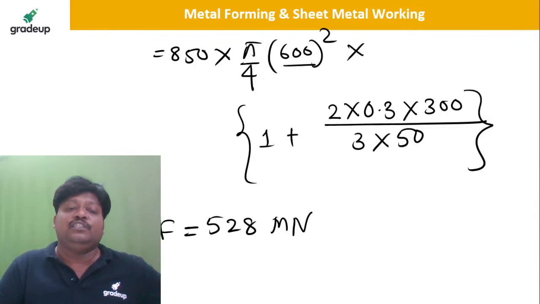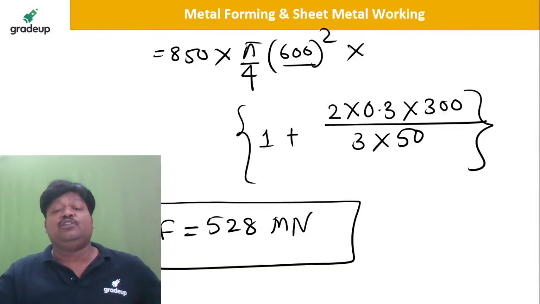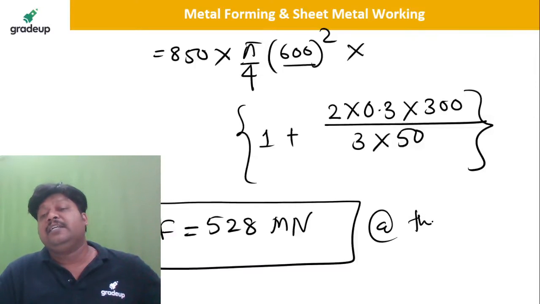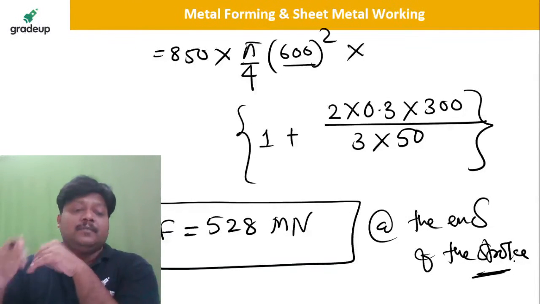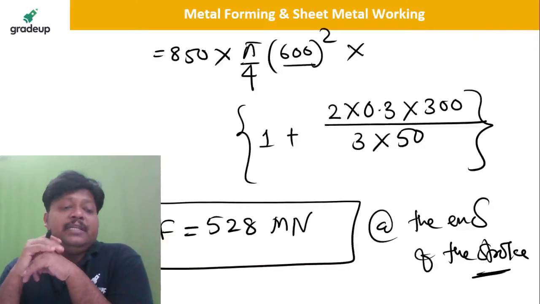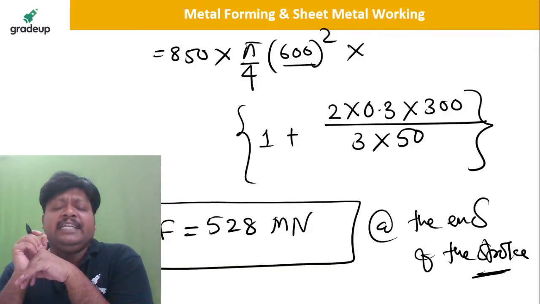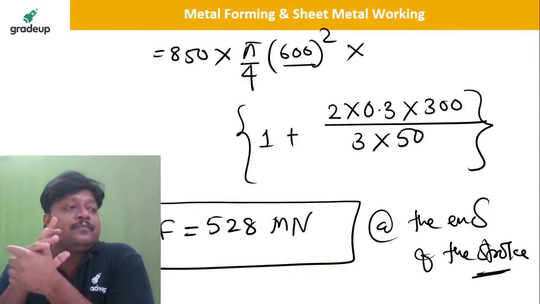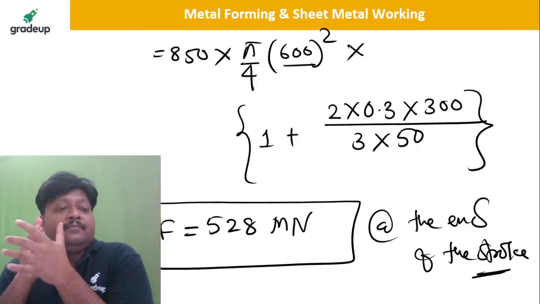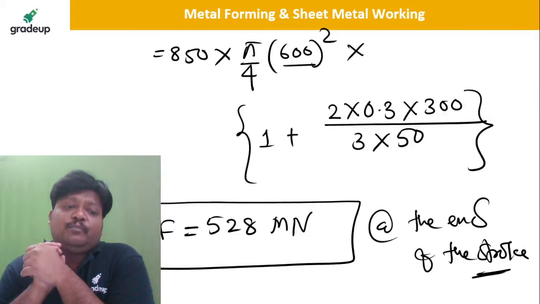So this is the force. This is the maximum force in the entire forging operation, which is at the end of the stroke. Please remember, at the end of the stroke. So 528 megapascal, no. It's not pressure. It is a force. 528 meganewton. That is correct. Okay, so this is how you can get the force in the forging operation.